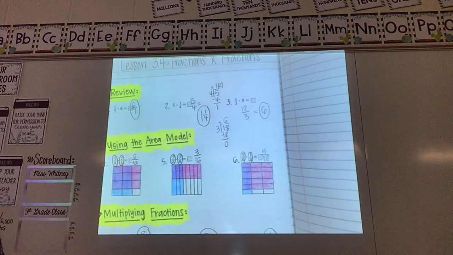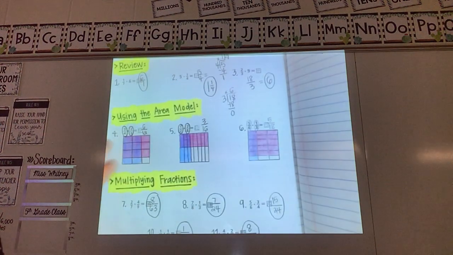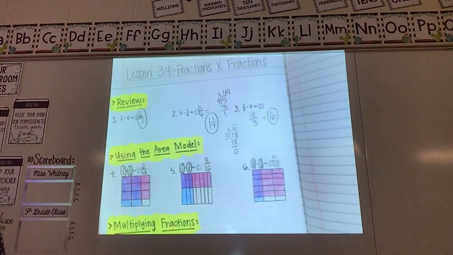On your homework assignment, you're going to have some of the area model, so make sure that you have colors to use, and you're going to have some where you just get to multiply. Make sure if you have a word problem, you get those labels on there. Do your best.